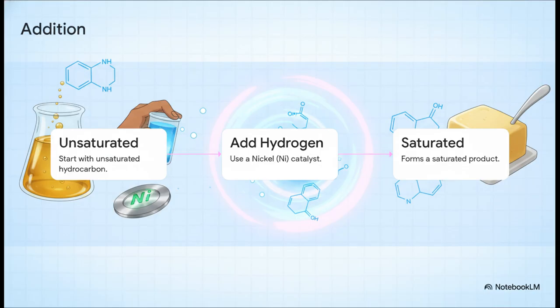Now, industry uses this exact kind of chemistry to alter our food through an addition reaction. You start with an unsaturated hydrocarbon, like liquid vegetable oil. By adding hydrogen and using a nickel catalyst to speed the whole thing up, those double bonds break open to accept the new hydrogen atoms, and the result? A saturated product. It turns liquid oil into solid fats, like Vanaspati ghee. It's a real game changer for food manufacturing.